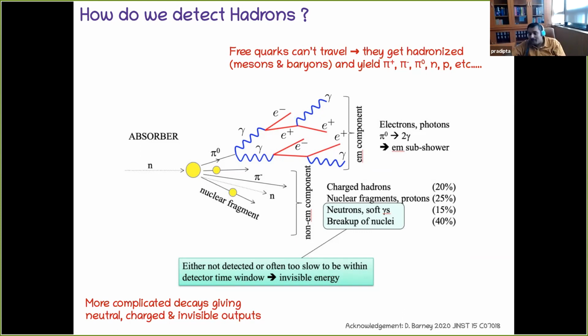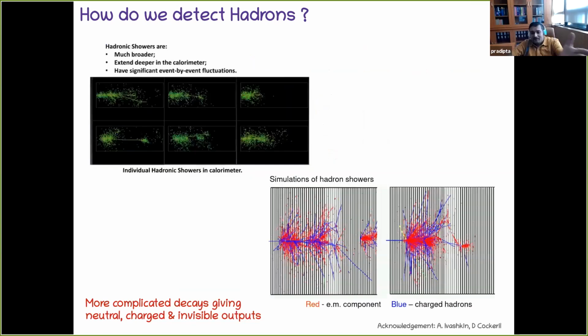Why invisible? Sometimes you're also going to get neutrinos, and they are completely invisible because they interact so weakly. So at the length scale of the LHC detector, you can't detect them. So how to detect them? We'll also cover that. So this is just a schematic diagram.